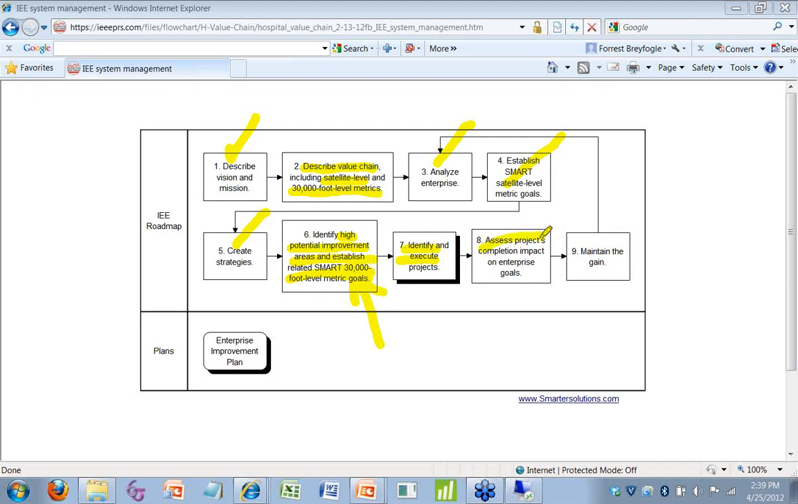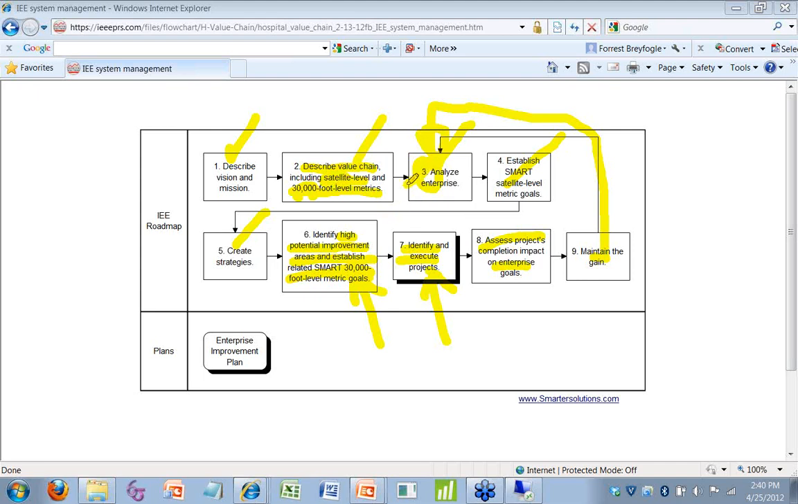Then we want to assess how the project is doing relative to our goals. We want to maintain the gain. Notice when we loop back over here, we're looping back to step number 3, not step number 1. So if we did a good job in our process improvement projects here, what we really did was change the procedures in our value chain, which affected the 30,000 foot level metrics, and then also the satellite level metrics.